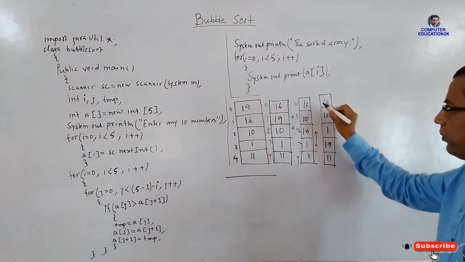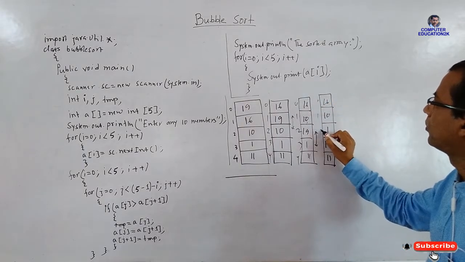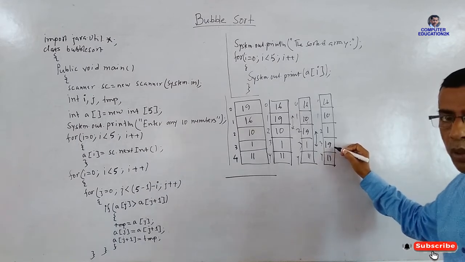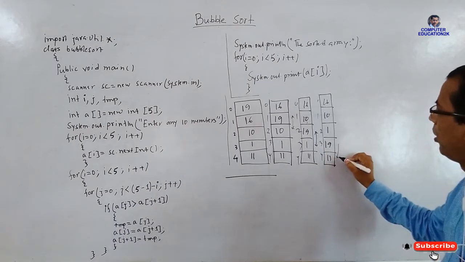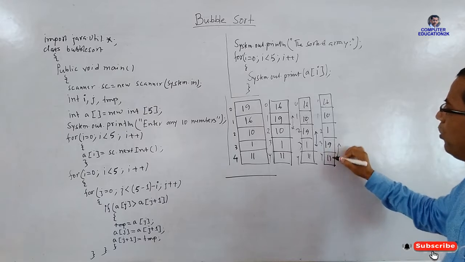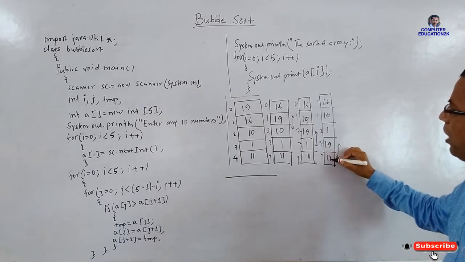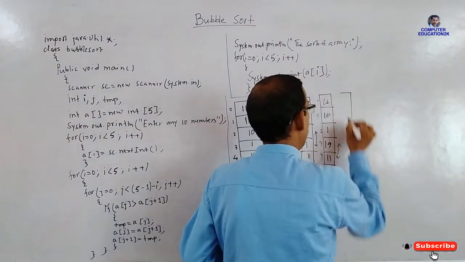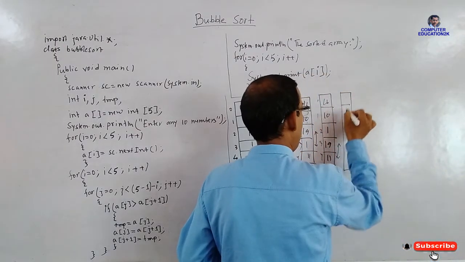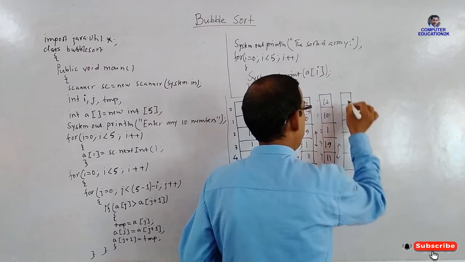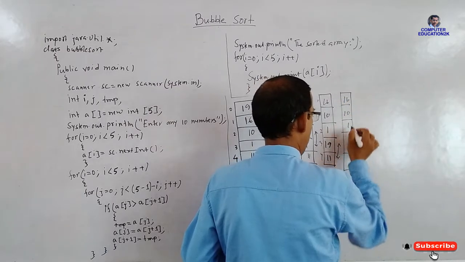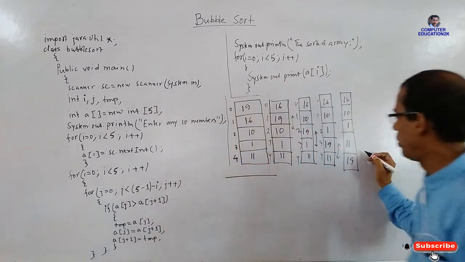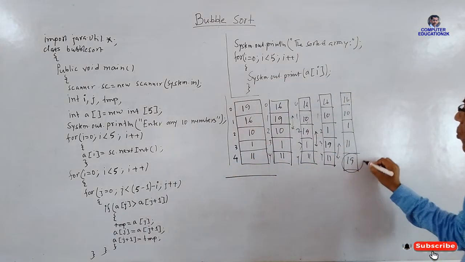And now you see, the third cell value and the fourth cell value will be compared now. Now 19 will come down and 11 will go up. So 16 here, 10, 1. So 11 will go up, 19 will come down. So you can see 19 has been sorted.